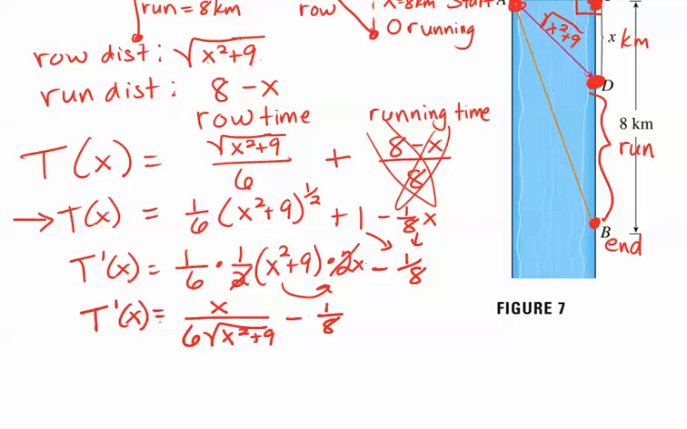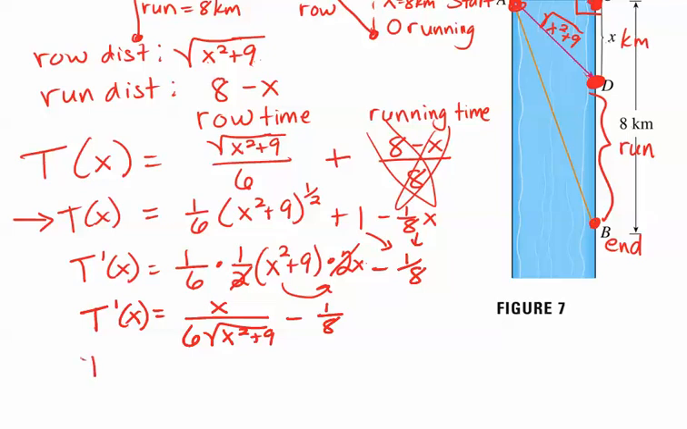So does it have any critical numbers? Well, we see a denominator. Can this ever be undefined? Well, if we would get 0 in the denominator, or if we'd have a negative under the square root. But neither of those are going to happen. X squared plus 9 is always at least 9 or larger. So we never have to worry about an undefined value.